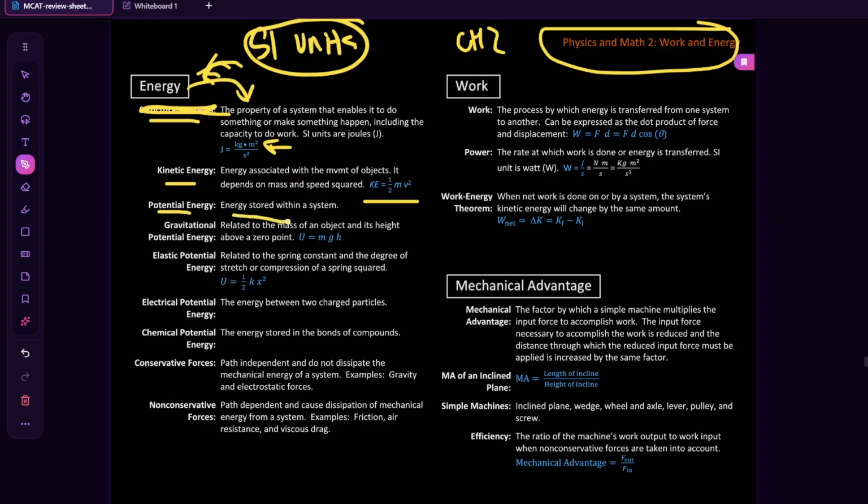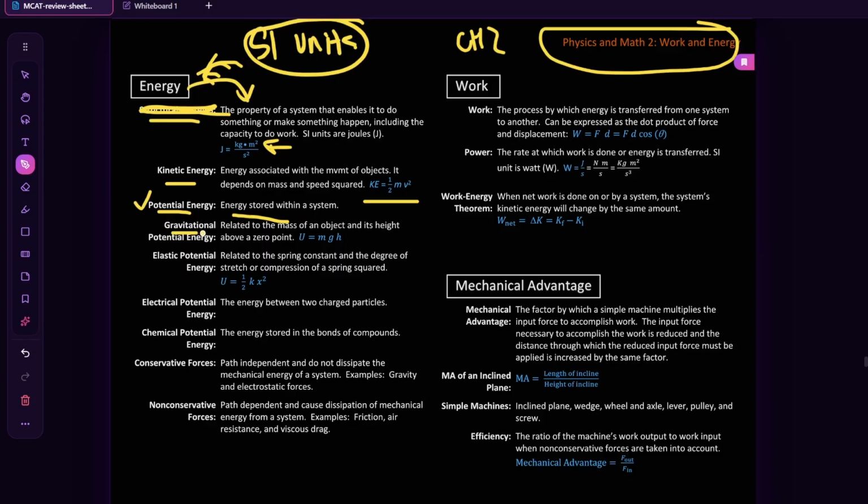Potential energy is energy stored within a system. If kinetic energy is energy of motion, potential energy is energy stored within something. It's just energy that's waiting to be released. For example, a stretched rubber band is one example, a ball held above the ground is another, and a battery. All of these have potential energy sitting inside of them, ready to do something the instant a force acts on them or they're allowed to act. Gravitational potential energy is the most common type.